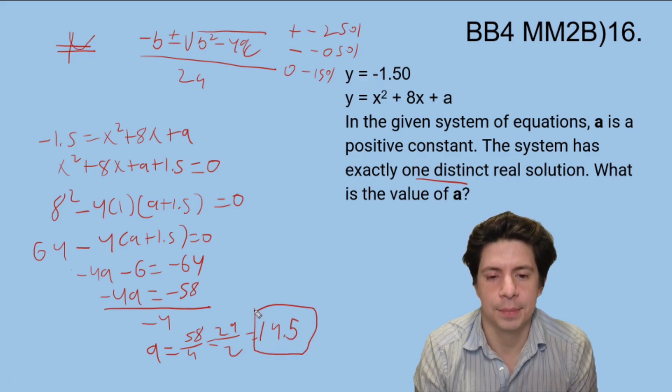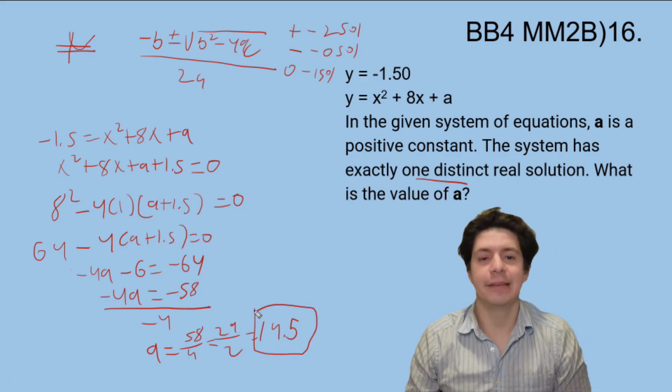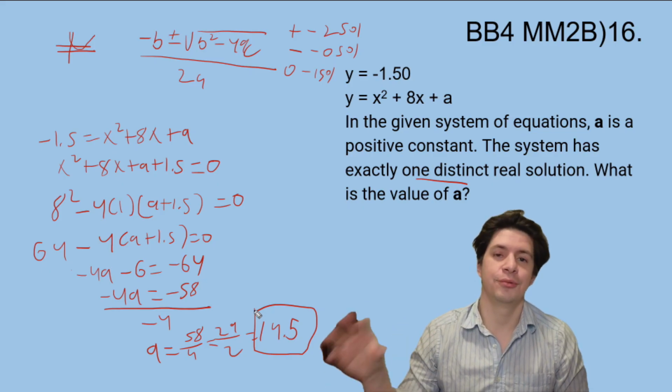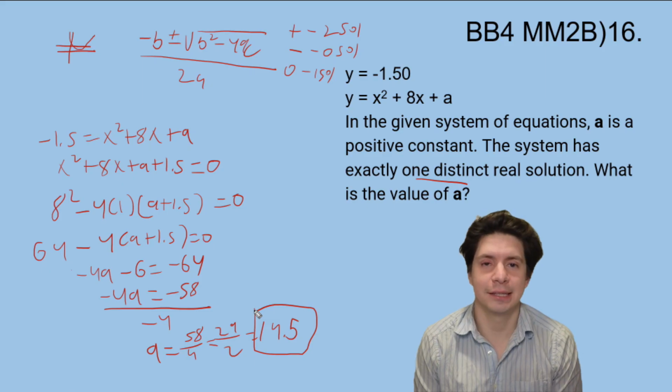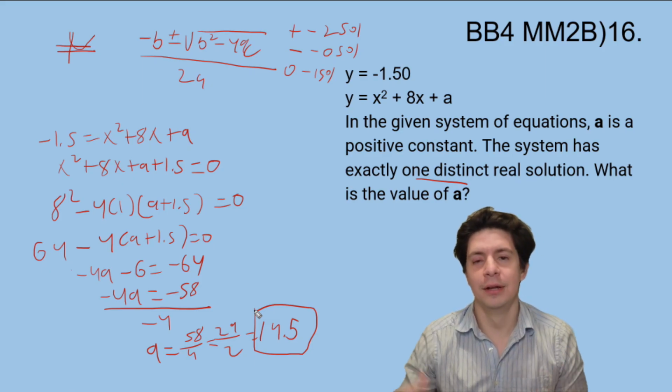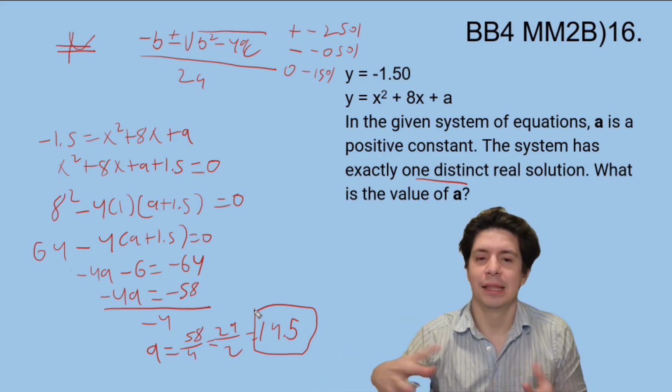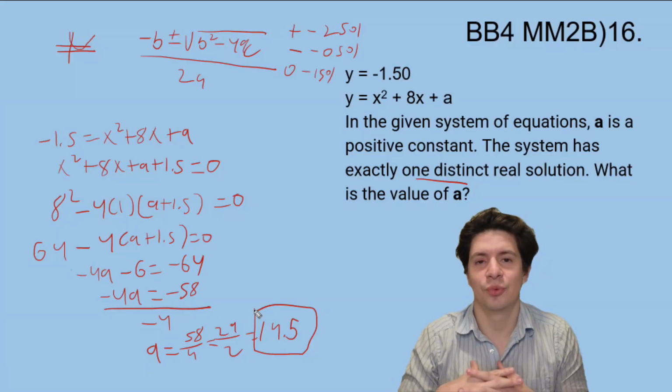14.5, okay? So this one is not too bad if you know about the discriminant. And you really need to nail that down because I think on basically every practice test I've seen on either the Module 1 or Module 2B, there's a question where knowing the discriminant really helps you out.